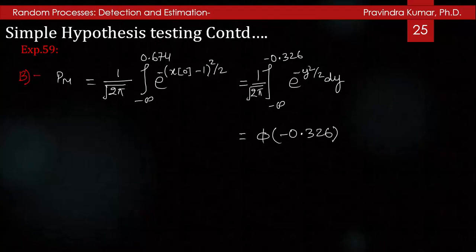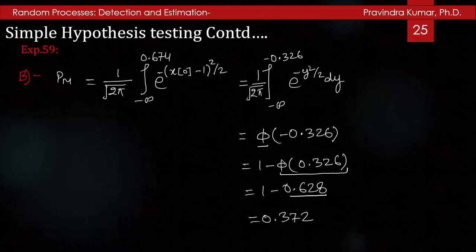From the definition of the cumulative distribution function, it will be phi of minus 0.326, and from the cumulative property it is 1 minus phi of 0.326. From the table you can find the value of phi of 0.326. It will be 0.628, and the value of the probability of miss will be 0.372. So it is the second type of error, and it is 0.372.